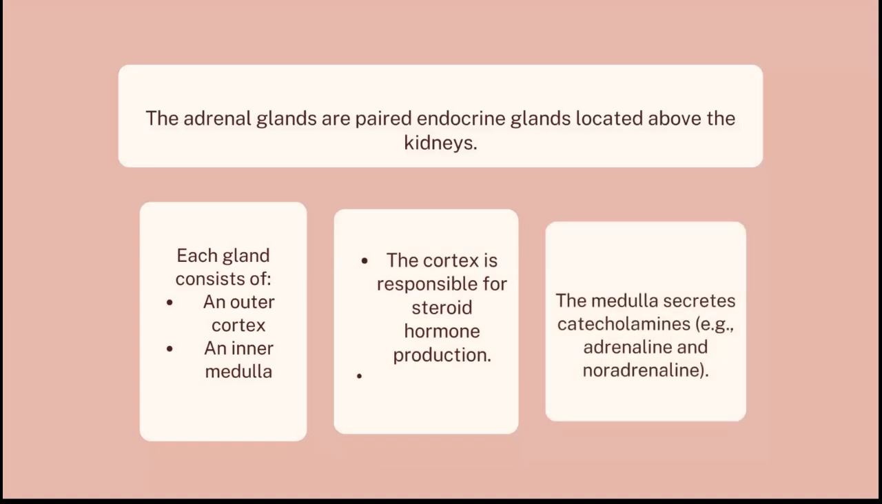So the adrenal glands sit above the kidneys, which is why they're also called the suprarenal glands. They have two parts, the cortex and the medulla. The cortex produces steroid hormones, which we will delve deeper into during the next slides, while the medulla produces catecholamines, which are involved in the fight or flight response in the sympathetic nervous system.